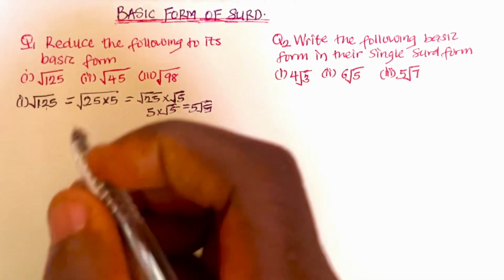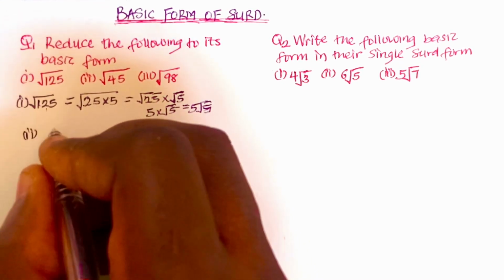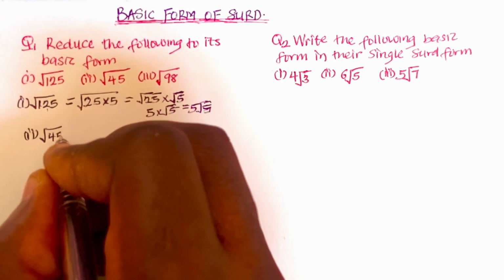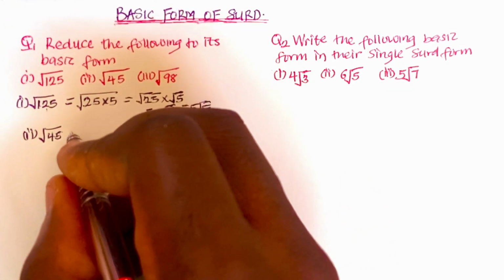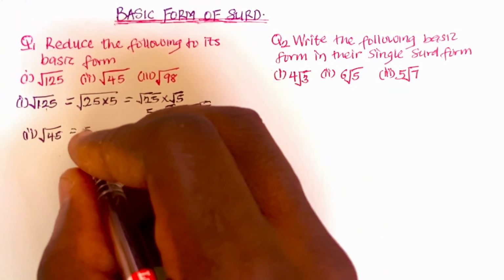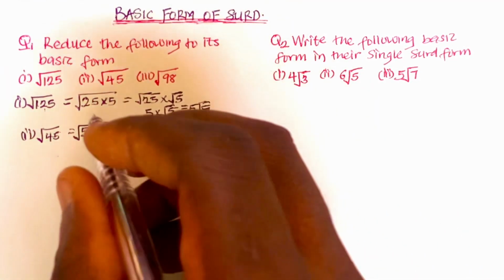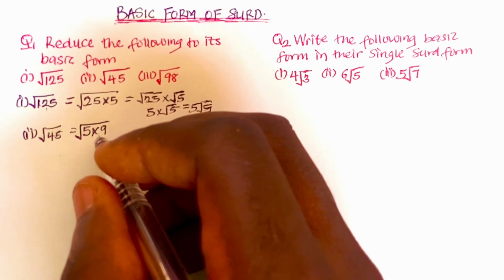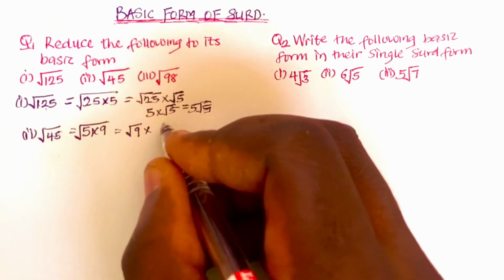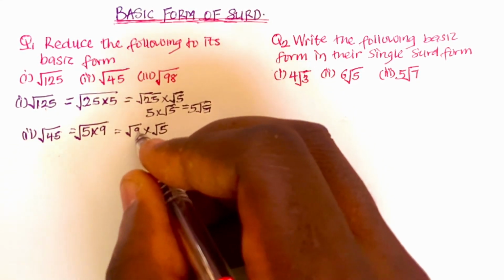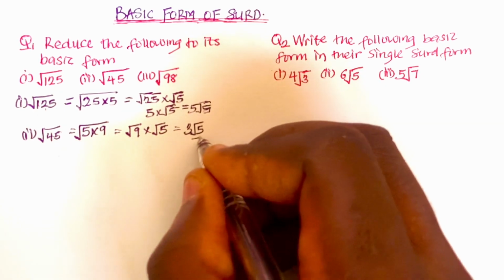Now the second one is root of 45. Another thing I need to consider here is: what are the factors of 45? Factors of 45 are simply 5 multiplied by 9. Then I can introduce the root to it. This is equal to square root of 9 multiplied by root of 5. Root of 9 is actually 3, so this is 3 root 5. So this is the simplest form.